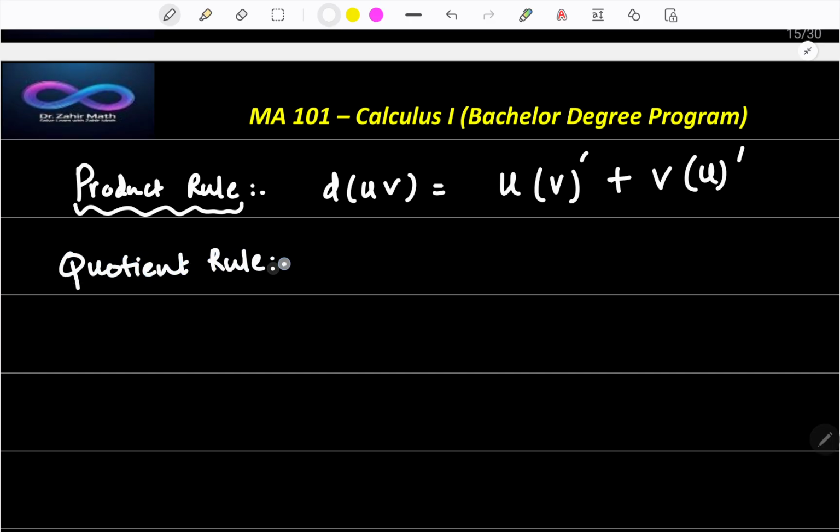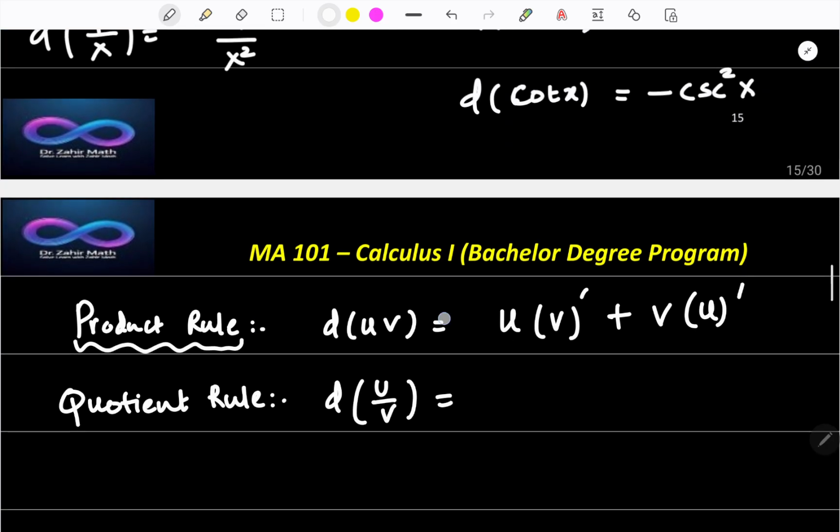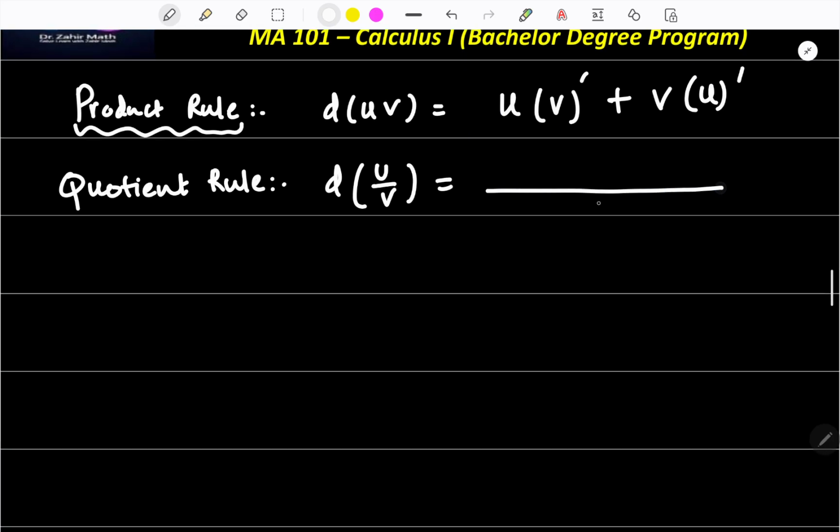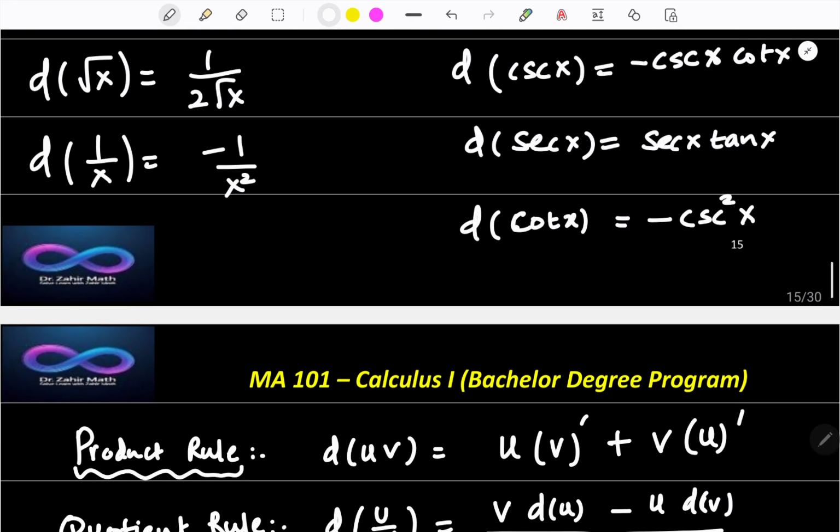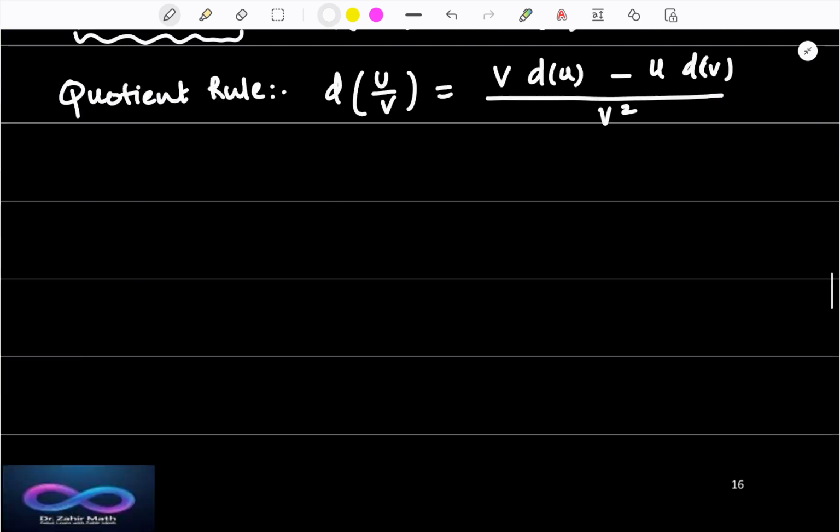How to use quotient rule? When you have numerator by denominator, if they ask you to find the derivative, the denominator you will get v square. So keep v derivative of u minus keep u derivative of v, right? So in this way, all the basic ideas are needed for this e power functions.